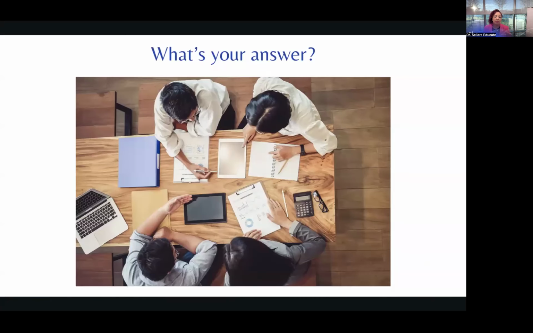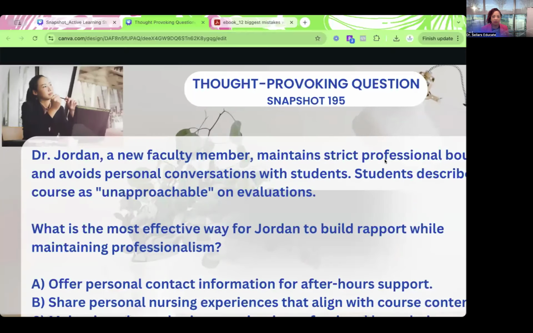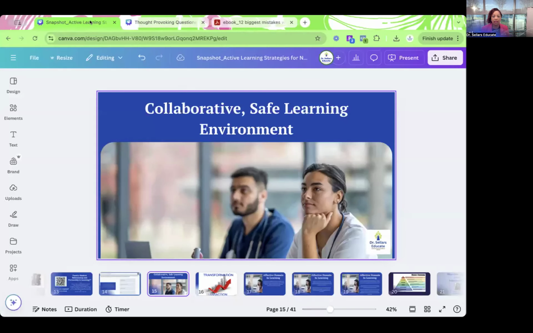All right, so go ahead and put your answer in the chat. We'll give you a minute to look at the options, and then we'll see what your responses are. You can write it down on your study worksheet, and we're going to go back to our content.